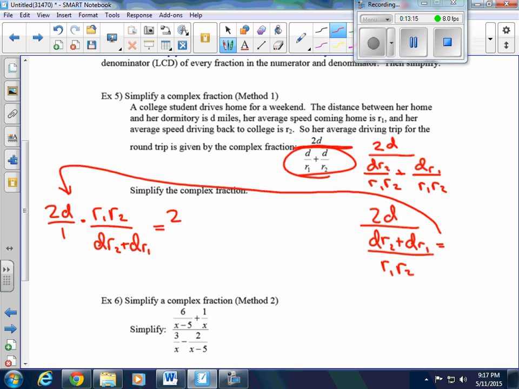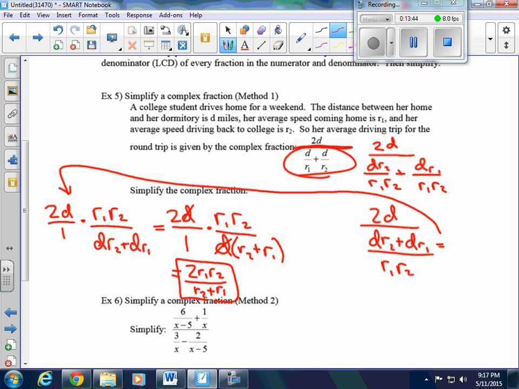And then if we simplify this, I can take a d out of both of those using the distributive property. So here we can see that these d's are going to cancel out, and our answer is going to end up being 2 r sub 1, r sub 2 over r sub 2 plus r sub 1. And that would be our answer.